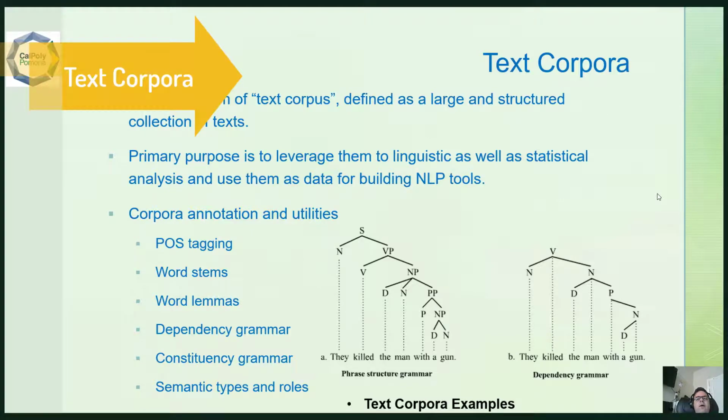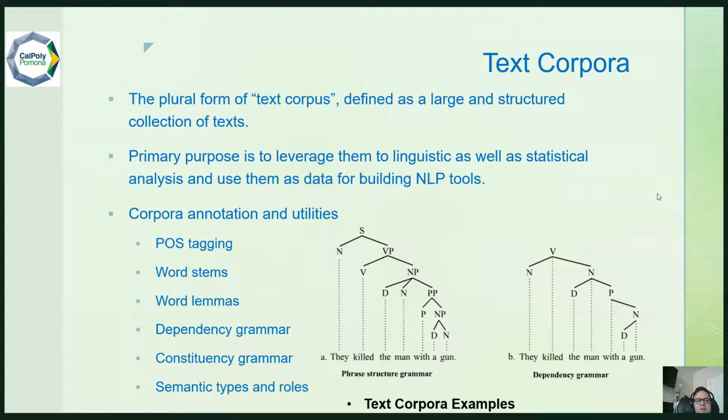All right, so welcome back, and let's talk about text corpora. That's the plural form of text corpus, and it is defined as a large and structured collection of text. Of course, it takes time to get to that point, but that is going to be the basis for most of the text analytics processes.